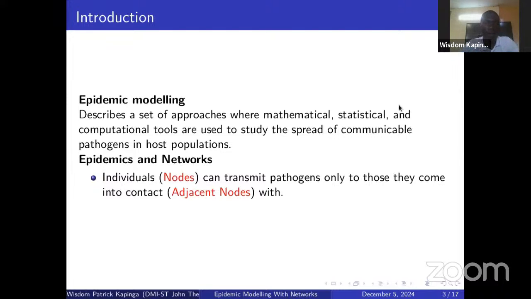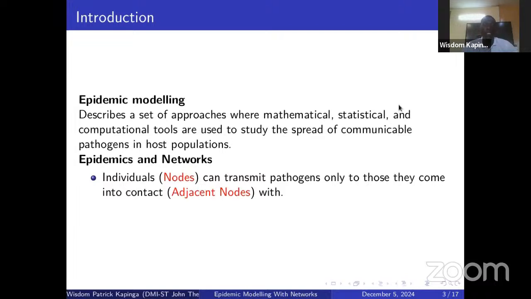What is epidemic modeling? Basically, we are looking at approaches where you combine mathematical, statistical, and computational tools to study the spread of communicable pathogens or viruses or any carrier of disease in host populations. We are studying the spread of diseases that can infect others by contact or another way.